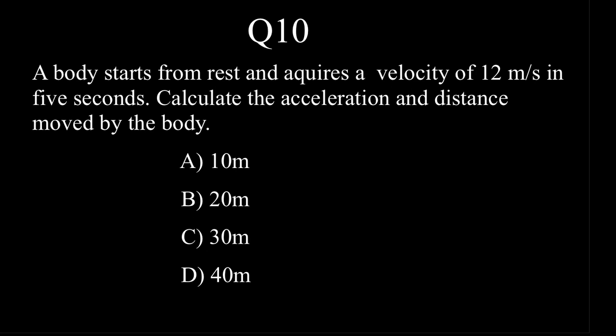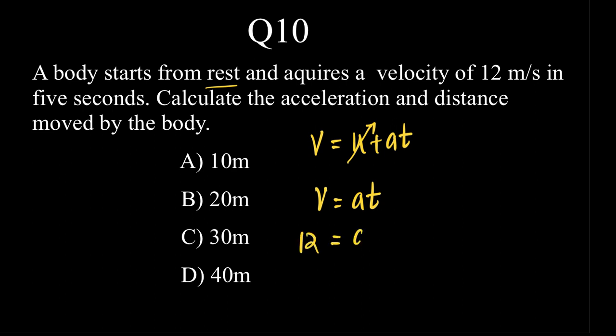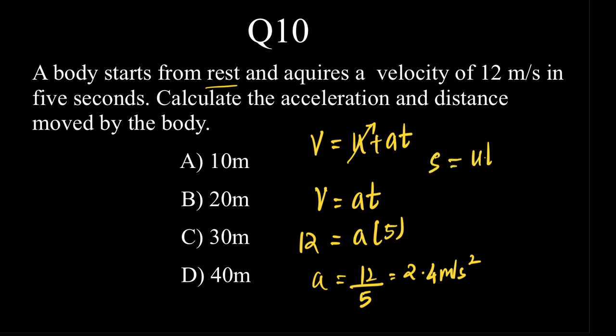Okay, so a body starts from rest and acquires a velocity of 12 meter per second in 5 seconds, which means v is equal to u plus at. Starts from rest, so u is 0, which means v is equal to at. Attains 12 meter per second in 5 seconds, so 12 is equal to a into 5, which means a is equal to 12 by 5, which is 2.4 meter per second square. So the acceleration is 2.4 meter per second square, and the distance moved by the body is S is equal to ut plus half at square.